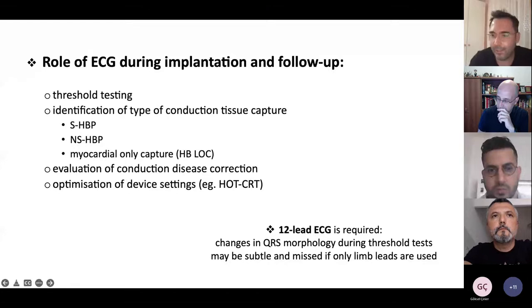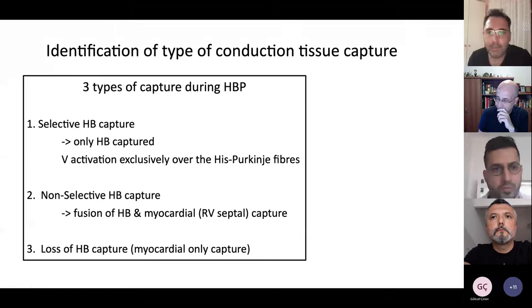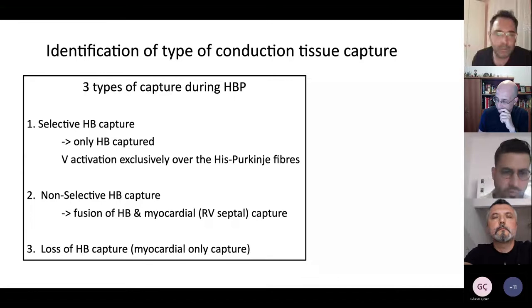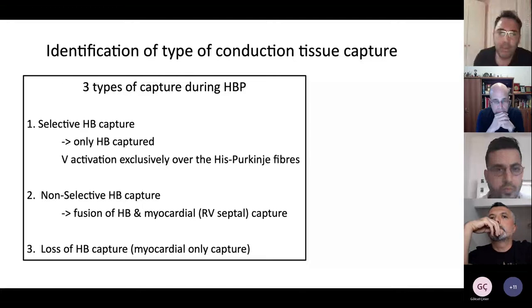So we have three types of capture during His bundle pacing. We have the selective capture, where the ventricular activation goes exclusively over the His-Purkinje fibers. We can have the non-selective capture, where there is a fusion between His bundle and RV septal capture. And we can lose the capture of the His bundle. We have myocardial-only capture.